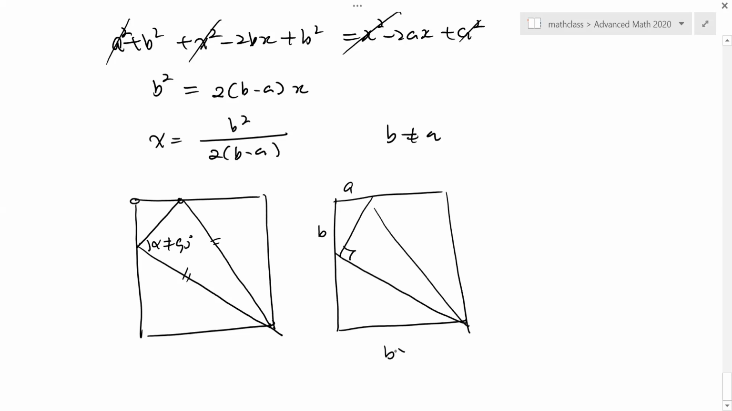Okay, so b must be greater than a. Okay, and then you can make it the right triangle like this. So b must be greater than a, so b minus a is a positive number, so you never have a problem.